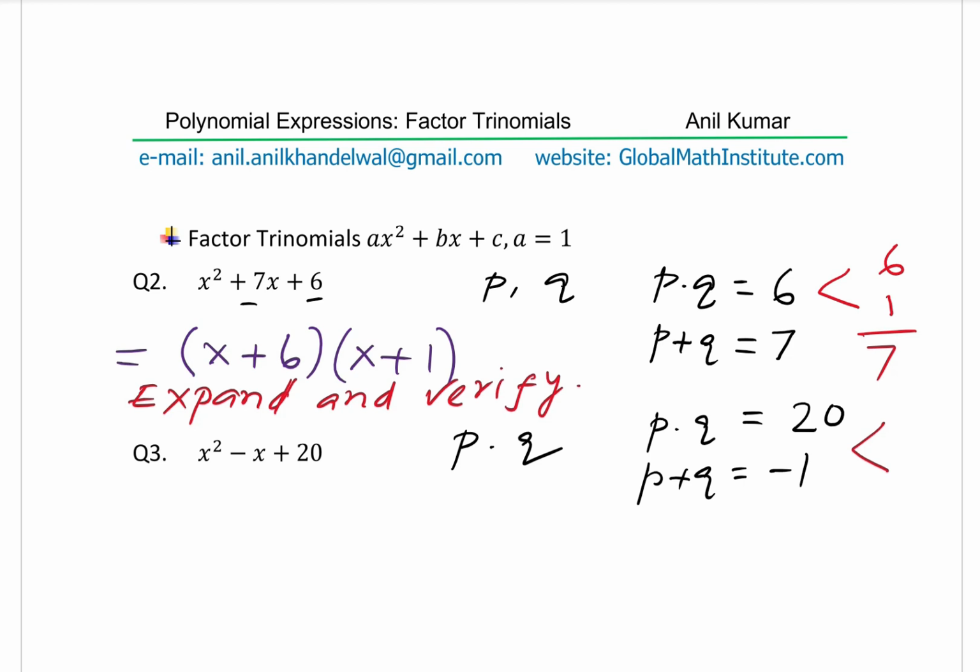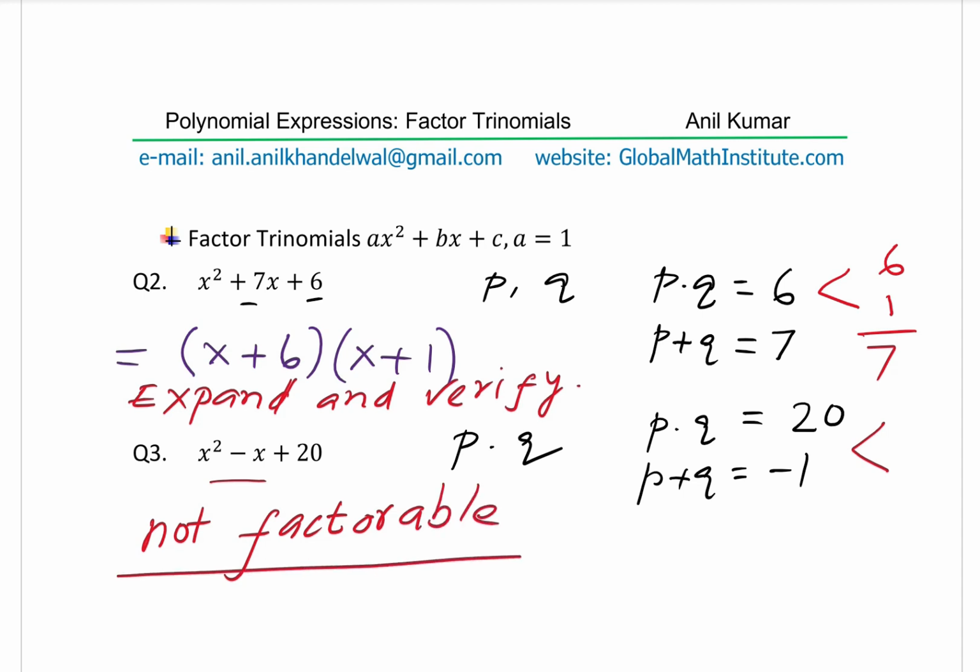But see, if I write 4 and 5, I need minus 1 as my sum. But the product is plus 20. Both should be negative. If both are negative or both are positive, we cannot get minus 1. Do you see that? So this one here is not factorable. Do you understand why? So strictly speaking, you cannot factor all trinomials. So sometimes, or most of the time, with the question, you will also get a condition, if possible. So let me write down, if possible. So many times it is not possible to factor, as in this particular case.